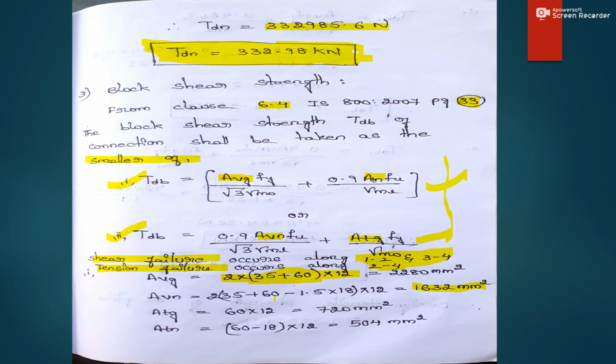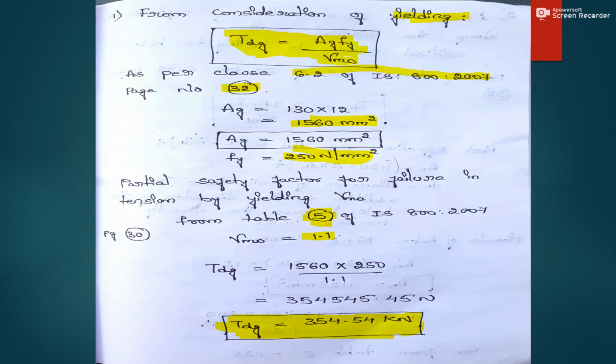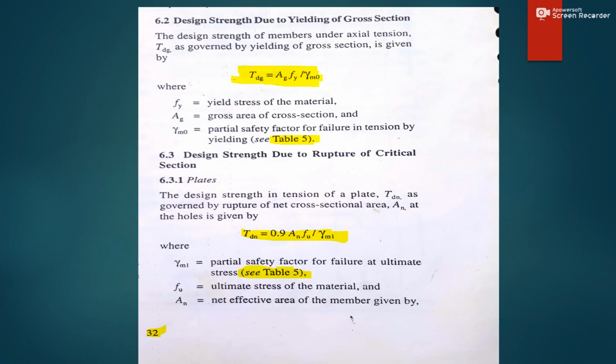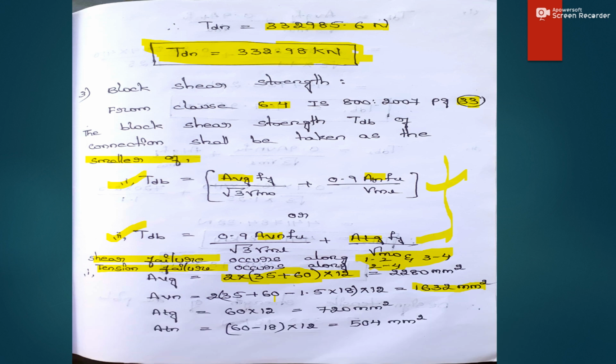So now moving to the ATG. So that is which direction? 2, 3 direction. So directly we can get this. So this way, right? 2, 3. How much is this? It is 60. From here to here it is 60. Thickness you know it is 12. So directly multiply that and you will get the ATG. So 60 into 12 is equal to 720 mm square.